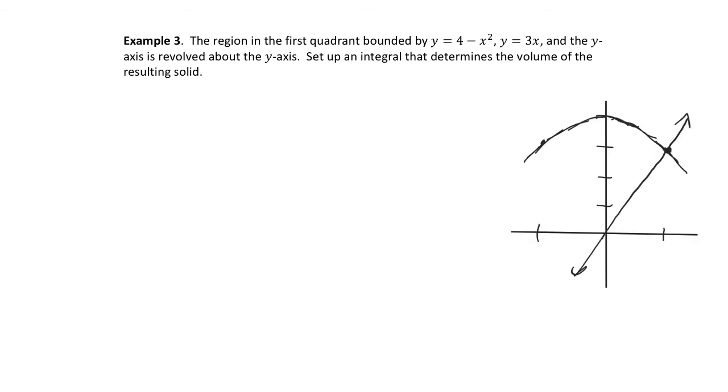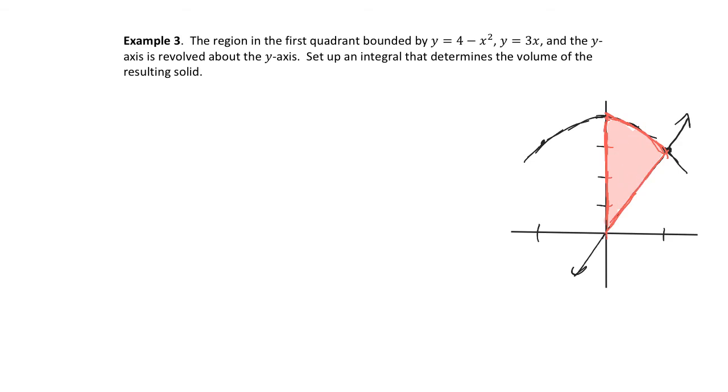Here are the graphs of the two curves in question. The region we're discussing here, we've got y equals 4 minus x squared right there, y equals 3x, and the x-axis, and the y-axis. You've got to be really careful. It's really helpful if you use colors. That region is what we're going to revolve about the y-axis. So it's this region in here.